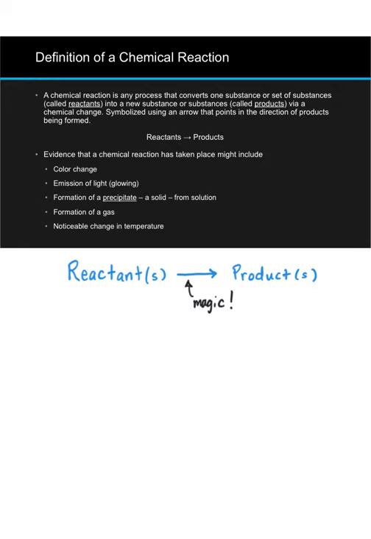Evidence that a transformation has occurred could include a change in color from our reactants or starting materials to our products or final materials, emission of light, or the formation of a solid from mixing solutions together. We call that type of solid a precipitate. We could form a gas when we mix things together. There could be a noticeable change in temperature or even combustion associated with the transformation of reactants into products, to name a few. This is not an exhaustive list, but gives us an idea of some of the common ways that we might experience a chemical transformation.